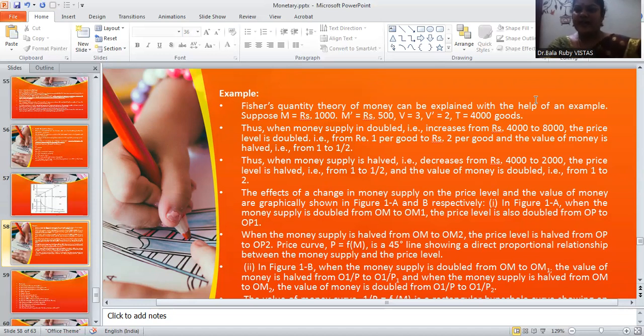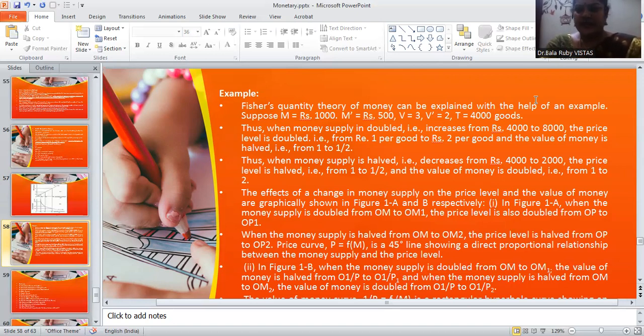Now, there is a negative relationship to the value of money. Therefore, the value of money is halved, that is, from 1 to half it reduced. Therefore, when the money supply is halved, that is, it reduces from 4000 to 2000, what about the price? The price level is also halved, from 1 to half. And the value of money is doubled from 1 to 2. So this effect of a change in the money supply on the price level as well as the value of money is graphically illustrated in this diagram, right?